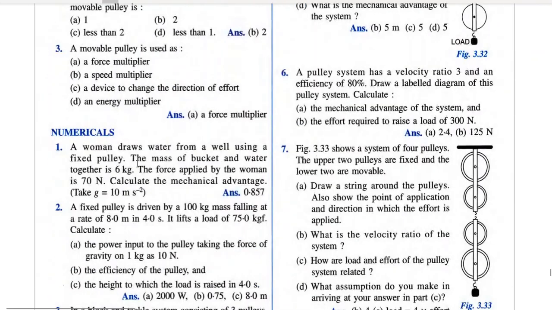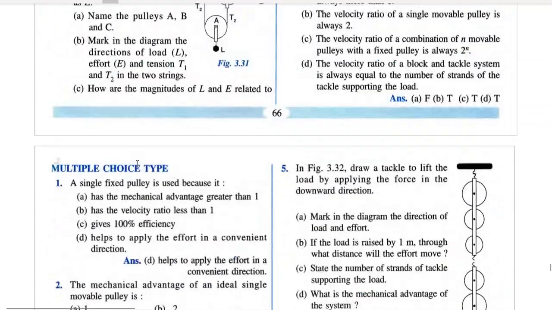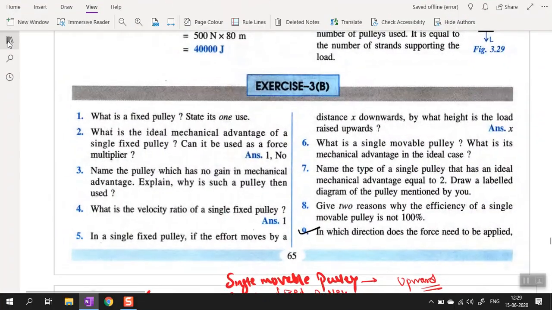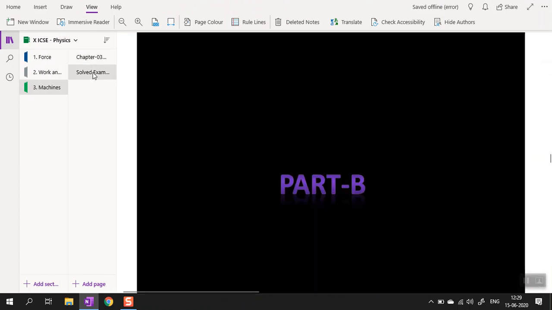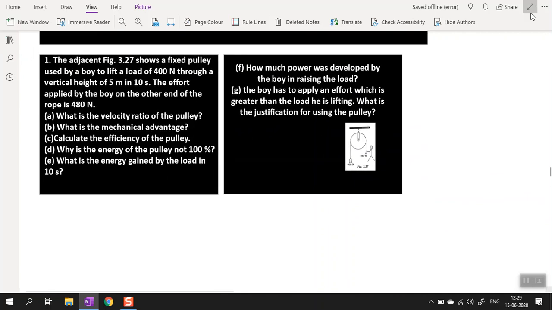So yeah, these were the theory questions. Now there are 10 numericals in the exercise. Before going to the numericals, we should be doing the solved examples. So let's start with the solved examples of part B. So this is the first solved example. Let's start with this.